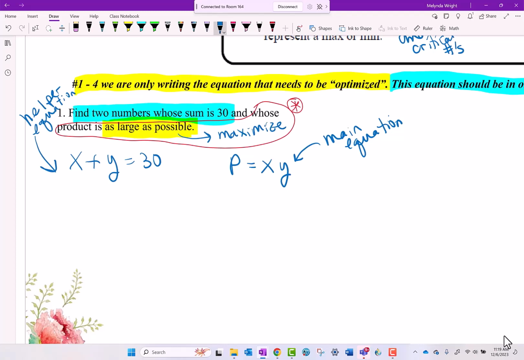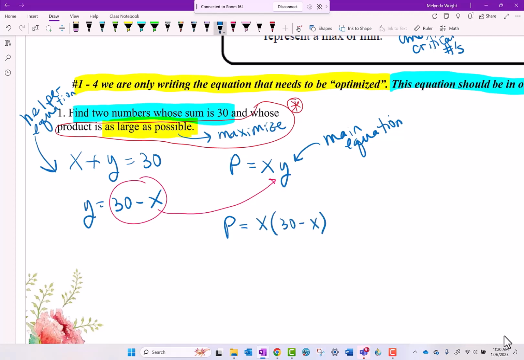So I chose to solve for Y. Like I said, it doesn't matter. So I solved this for Y: Y equals 30 minus X. And then I'm going to take this right here and put it in place of the Y. I'm going to get rid of the Y because, again, we can only have one variable. So let's redo that. Our main equation would be product equals X times 30 minus X.